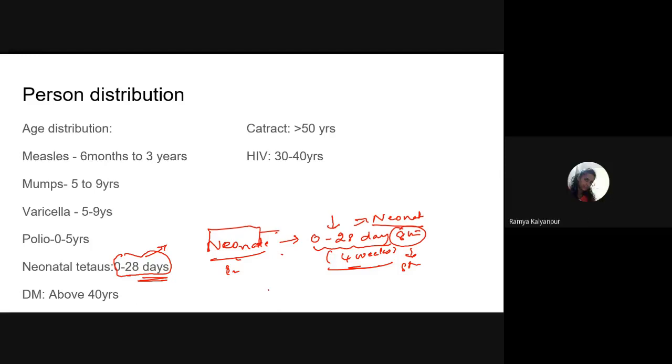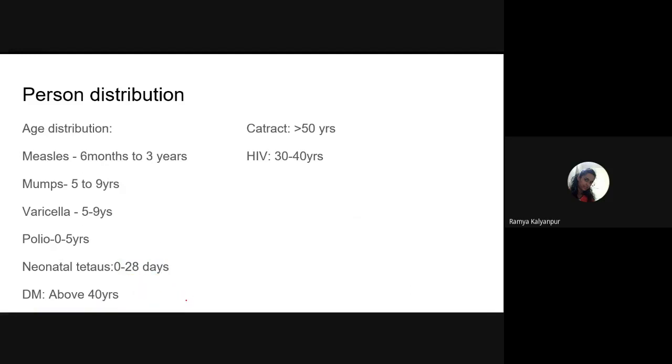Okay, then what about diabetes mellitus? It is a non-communicable disease, and it is most commonly seen in individuals above the age of 40 years. Then what about cataract? It is an age-related lens problem, right? It is most commonly seen in those above 50 years of age. So again, it can be asked for you.